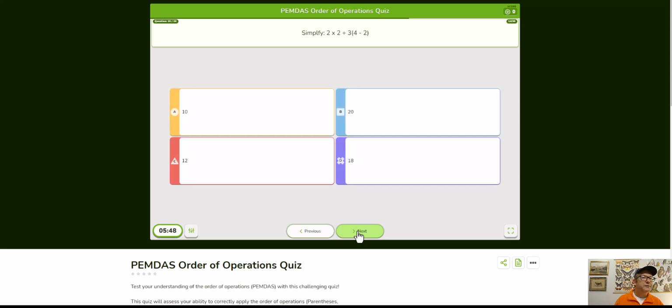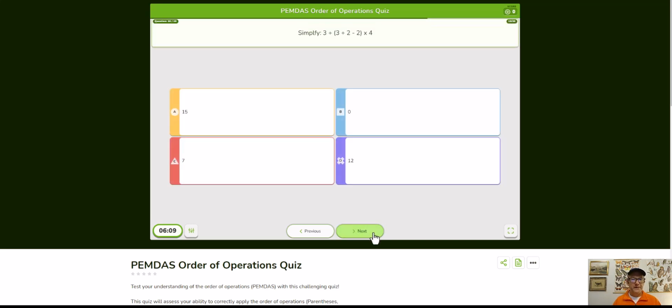Next problem, looks like we're on 16 here. We're going to do 2 times 2 plus 3 times whatever 4 minus 2 is. Well, 4 minus 2 is 2. And we have 2 times 2 is 4. 3 times 2 is 6. 4 plus 6 is 10.